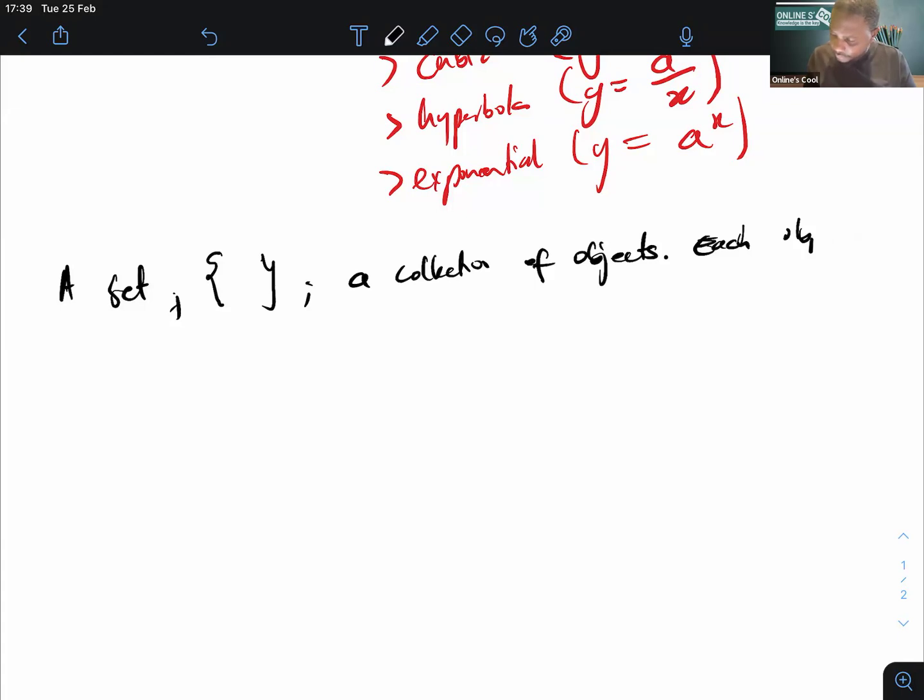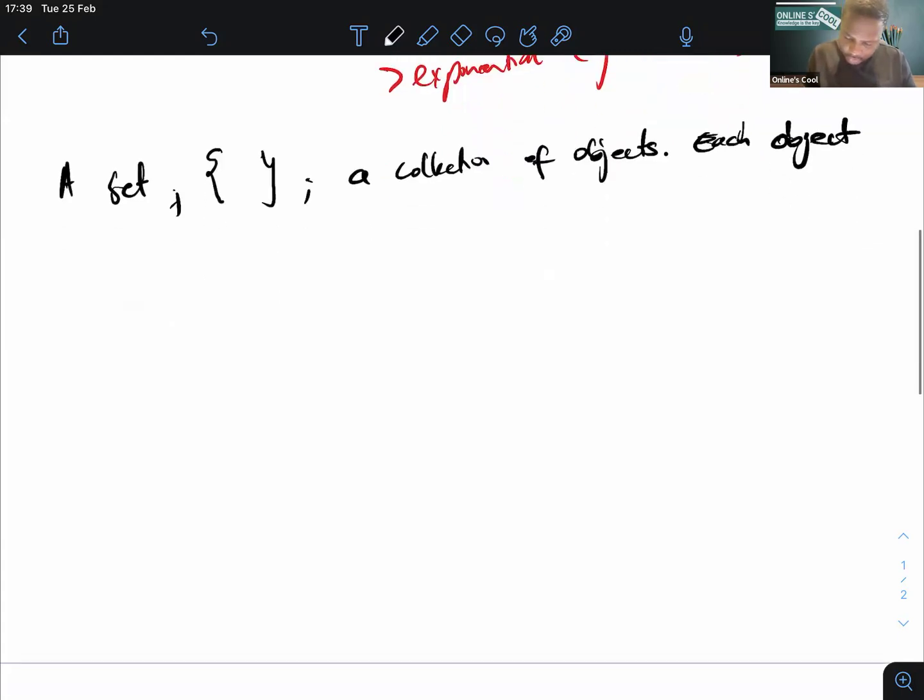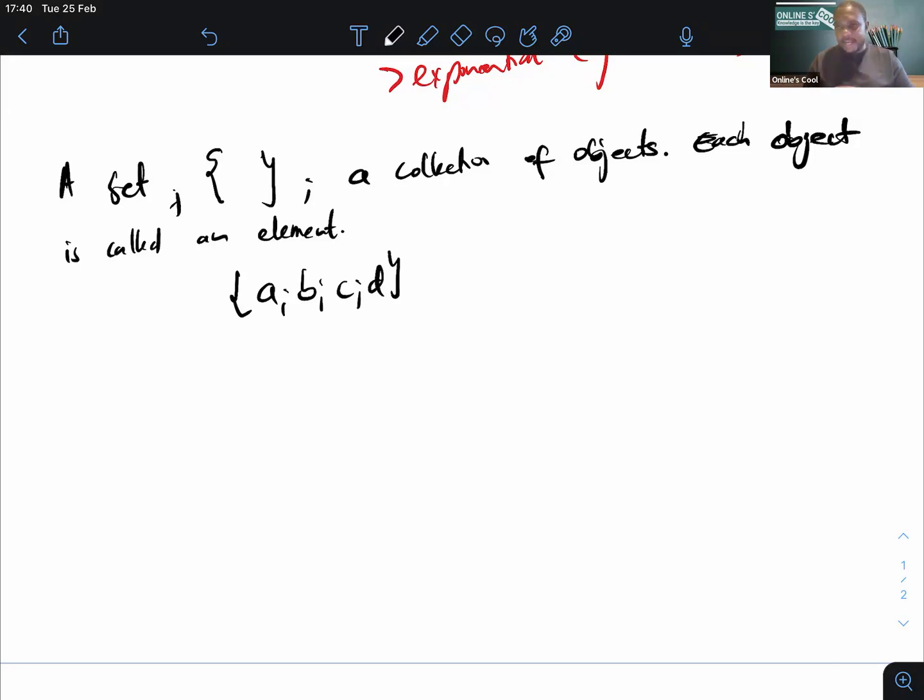Each object is called an element. Let's say we've got a set of objects, the letters A, B, C, D. We just have four. If we've got this kind of set A, B, C, D, then A is an element of this set, B is an element of the set, D is an element of the set, and so on.